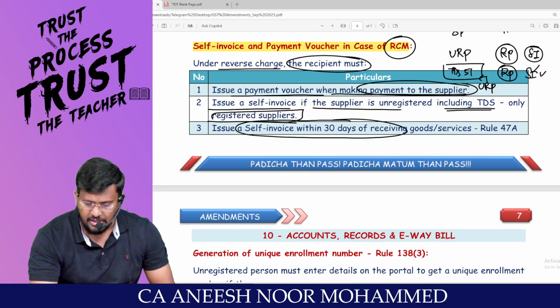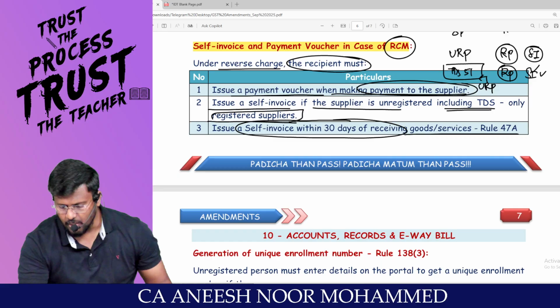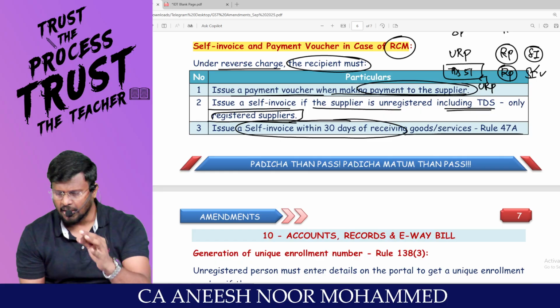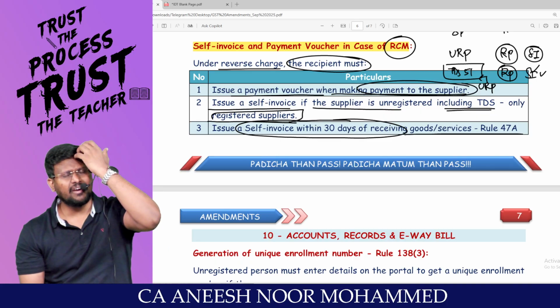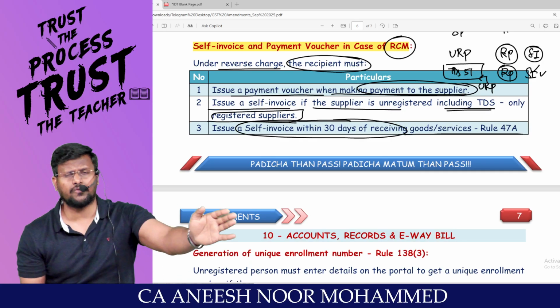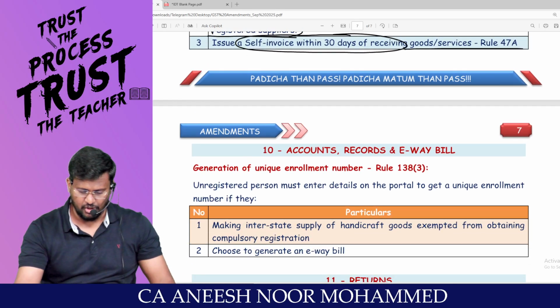This will be tested in exam. Issue a self-invoice within 30 days of receiving goods or services, my dear lovable students. Within 30 days. That means from an unregistered person, if you are receiving goods or services, within 30 days of the receipt you are supposed to raise the self-invoice, is what the discussion.